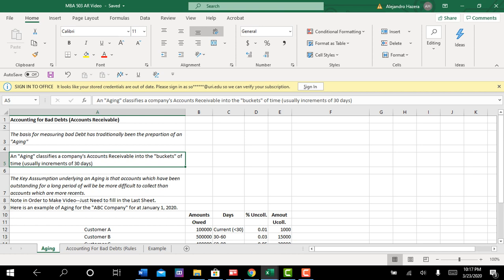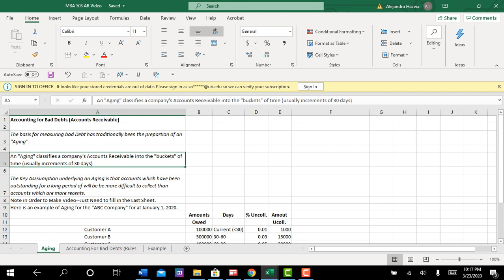What an aging does, as you'll read about in the book, an aging classifies a company's accounts receivable into buckets of time, usually increments of 30 days. Okay, and I'll give you an example. I've got an example coming up, but it's very simple if you think of your credit card. If you pay your credit card before 30 days are up, you're current on your credit card. If you pay your credit card between 30 days, which would make it slightly overdue, and 60 days, it would be a slight credit risk. If you paid your credit card between 60 and 90 days, which is 2 months overdue, between 2 and 3 months overdue, you'd be a heavy credit risk. And if you paid past the 90-day point, they'd probably write your account off, just assume you're not going to pay.